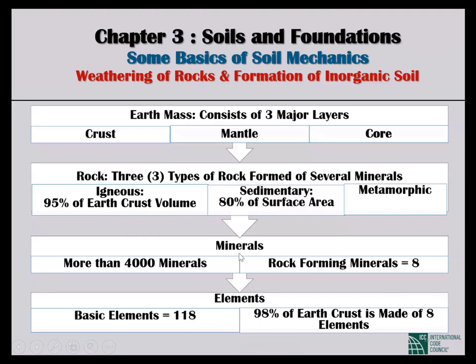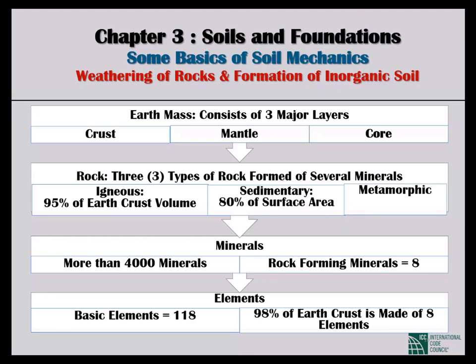Again, rocks are formed of different minerals. We have more than 4,000 minerals, of which, fortunately, only 8 are responsible for the formation of rock. Do you get my point? So the mineral, again, is formed of different elements. We have 118 elements, and 98% of the earth's crust is made of 8 elements. Could you get my point?